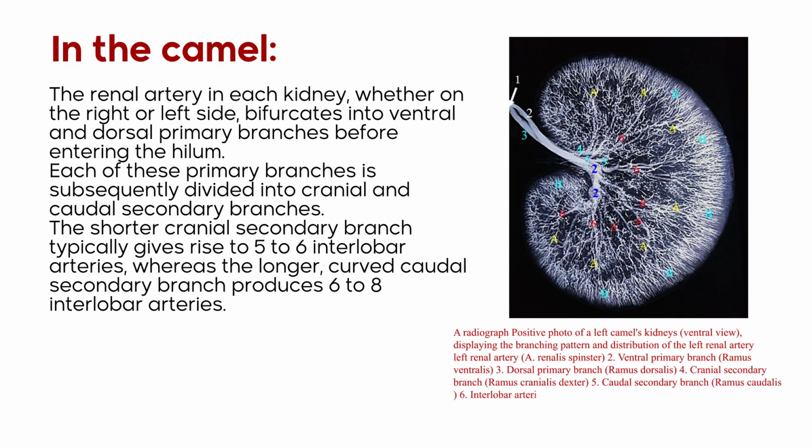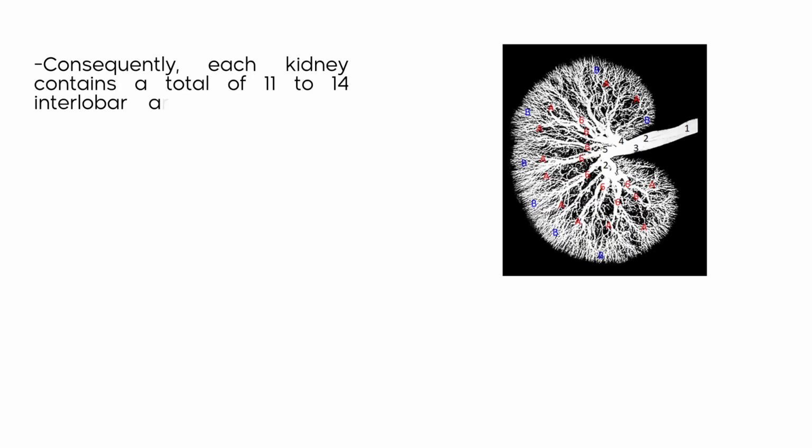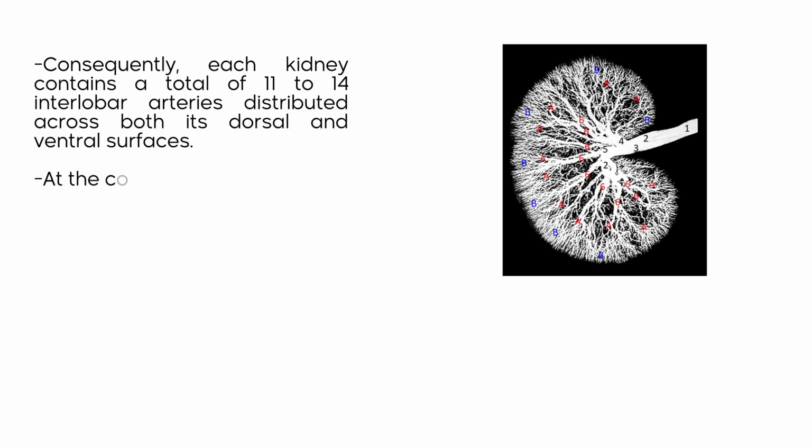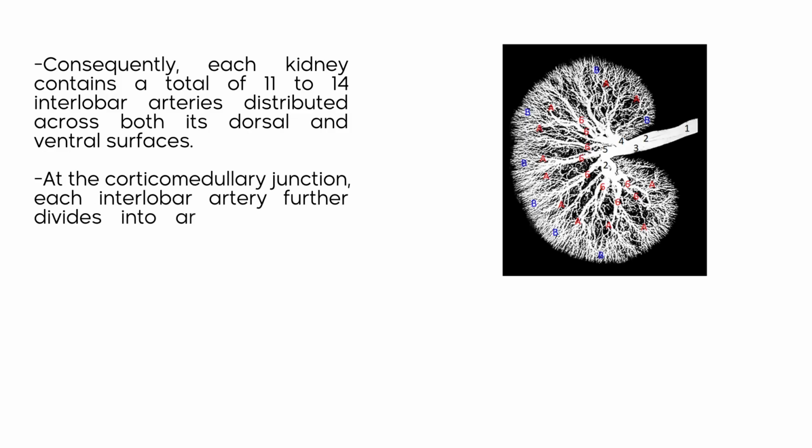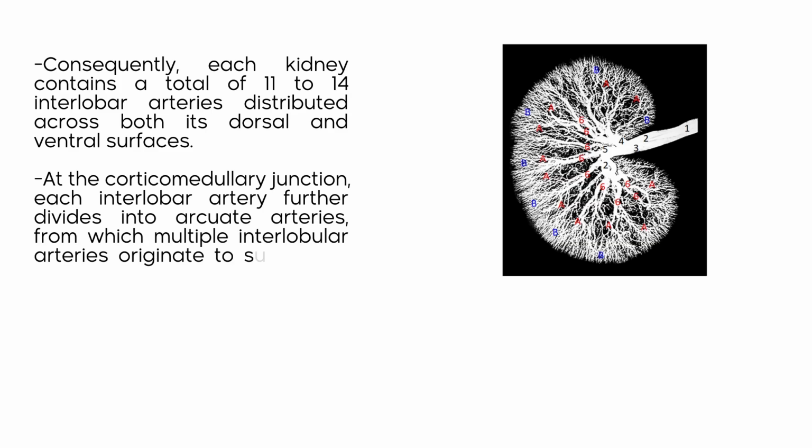6. Interlobar arteries, arteriae interlobares. A. Arcuate arteries, arteriae arcuatae. B. Interlobular arteries, arteriae interlobulares. Consequently, each kidney contains a total of 11 to 14 interlobar arteries distributed across both its dorsal and ventral surfaces. At the corticomedullary junction, each interlobar artery further divides into arcuate arteries, from which multiple interlobular arteries originate to supply the cortical tissue.